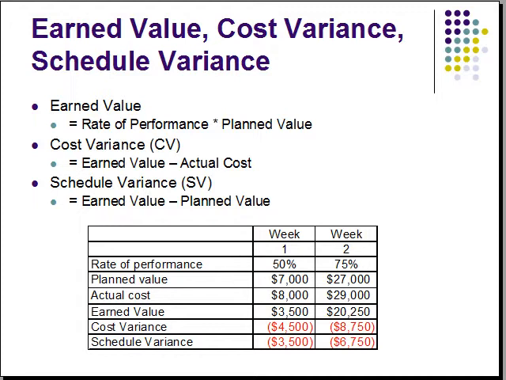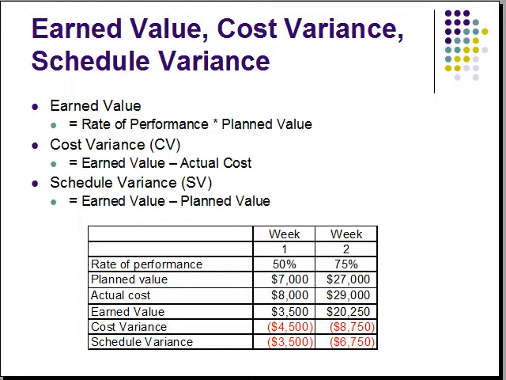The earned value for week 2 that we calculated was $20,250. The cost variance is calculated by taking the earned value minus the actual cost. Since the cost variance is negative here, it indicates that the work is costing more to do than the work was planned.